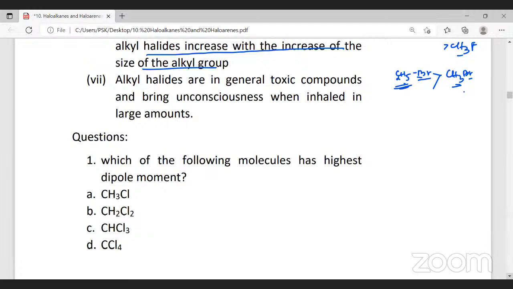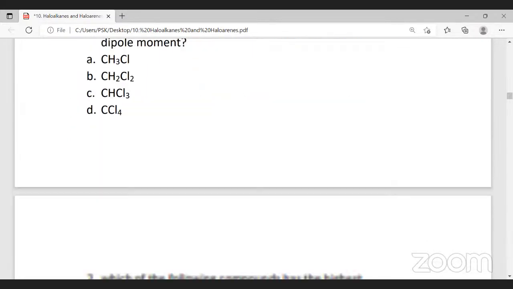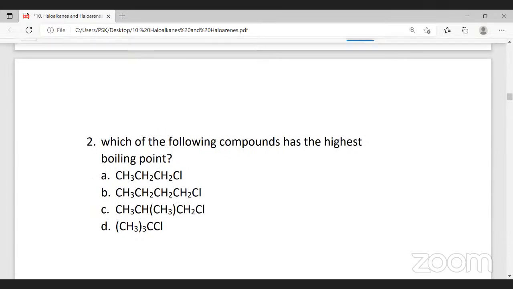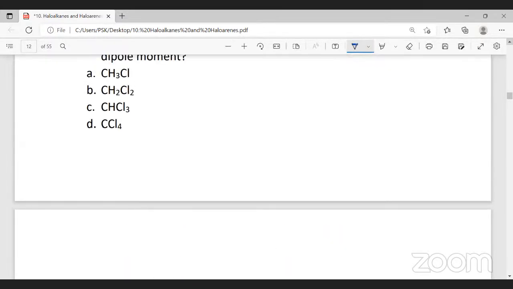Alkyl halides are in general toxic compounds and bring unconsciousness when inhaled in large quantity. All right, some questions based on the physical properties, and then we're going to learn the chemical properties. A lot of reactions we'll be learning in this chapter.